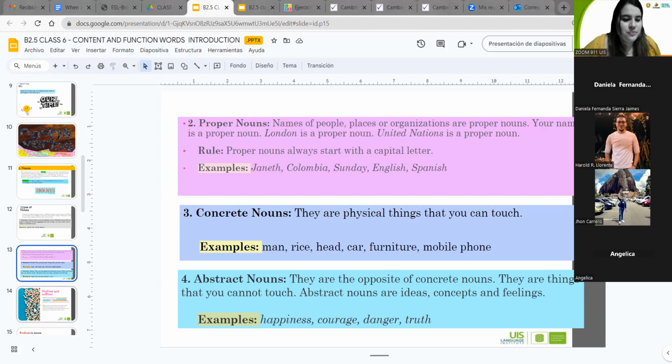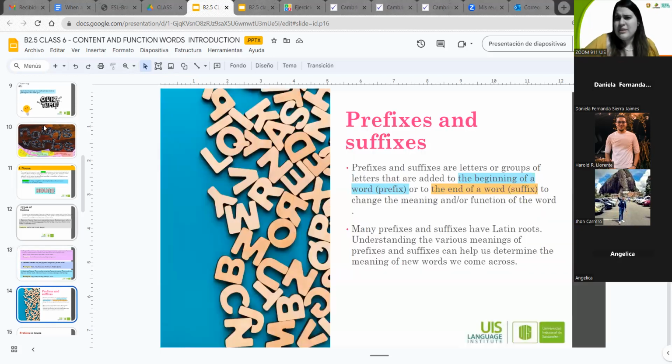Good. Now let's talk about prefixes and suffixes. Prefixes and suffixes are letters or a group of letters that are added to the beginning of a word, that is a prefix, or to the end of a word.